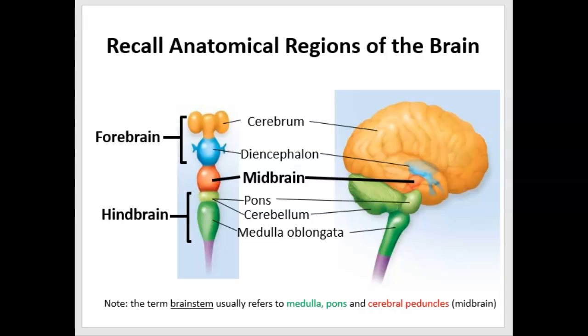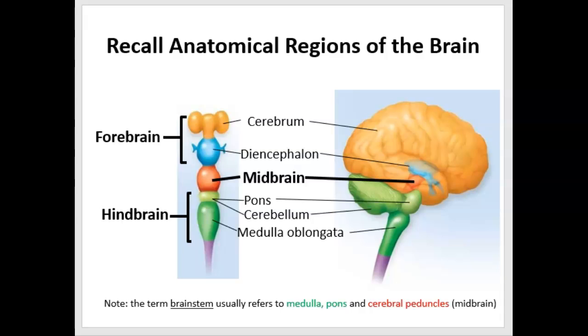So to begin, recall the anatomical regions of the brain. It's subdivided into different regions based on how it develops in an embryo from the embryonic neural tube, which is shown on the left. Superiorly is the forebrain, shown in yellow. It's followed by the midbrain, shown in red, and then inferiorly the hindbrain.